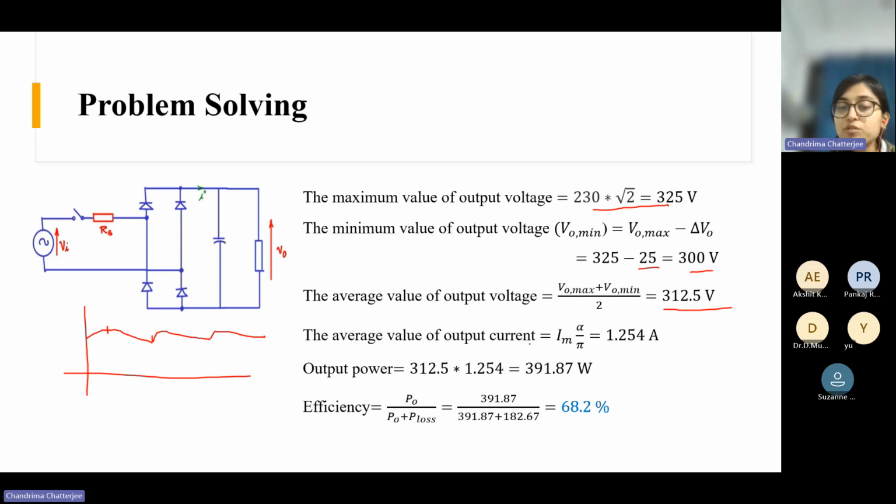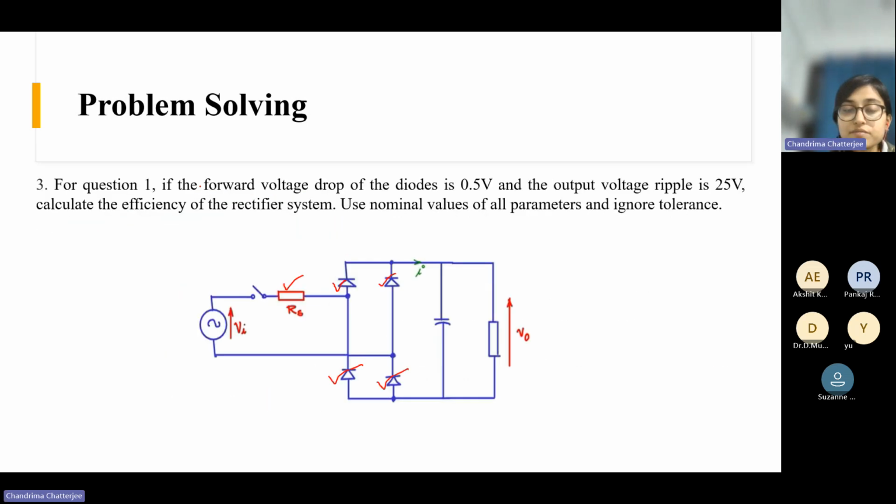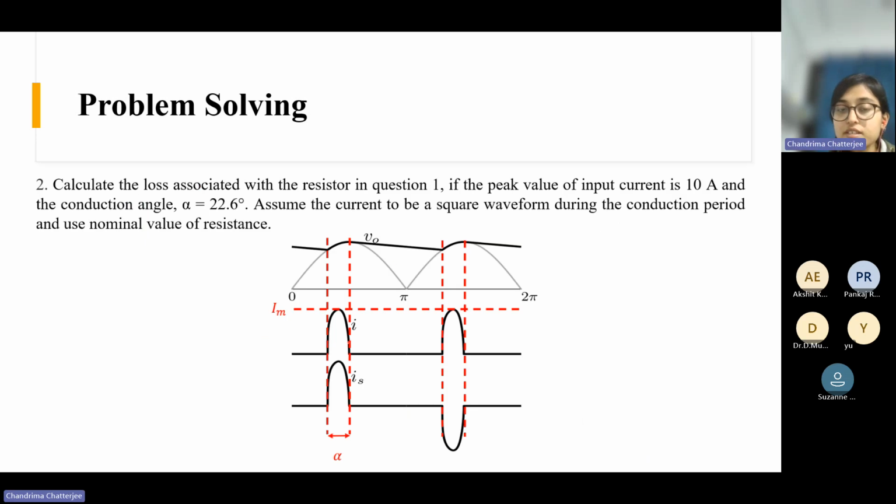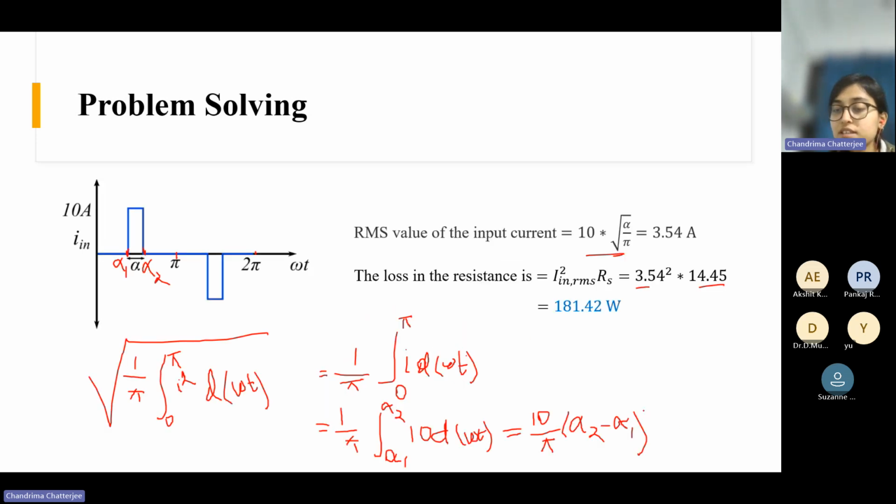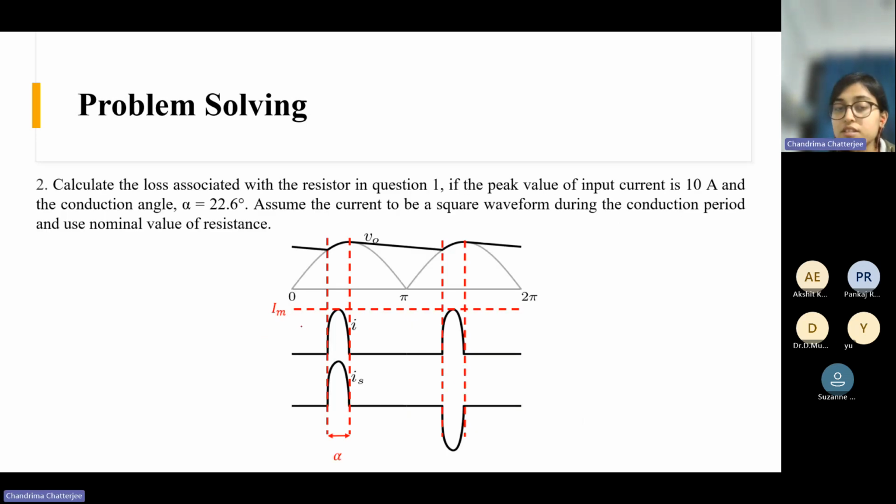And average value of the output current is Im times alpha by pi. Why? Because I am talking about this current, the current that enters here. So this is the current I. If we assume this is a square wave, then the average value is Im into alpha by pi, right? That we already saw, how this average current is coming. So this is this current.